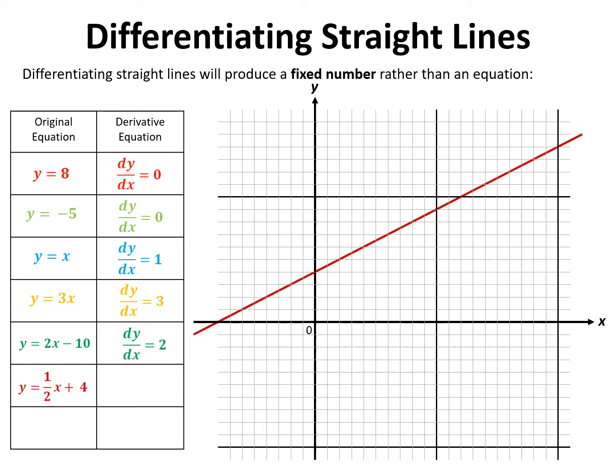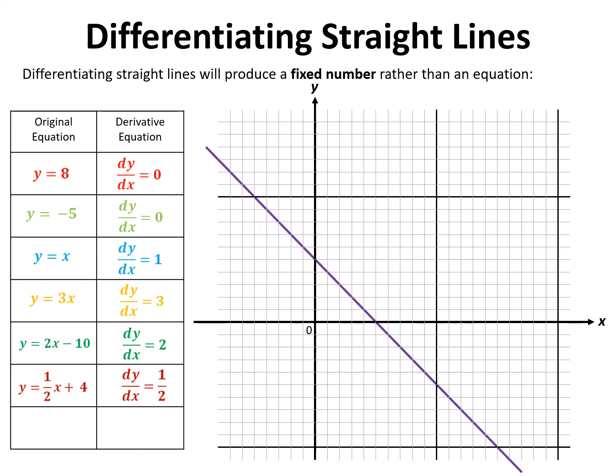A couple more. This is y equals a half x plus 4. The gradient of this one is a half. dy by dx equals a half. And the gradient of this last one, y equals 5 minus x, is a little bit harder, but the gradient of this one is minus 1.